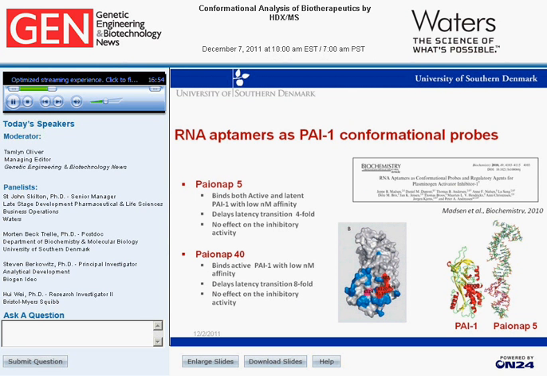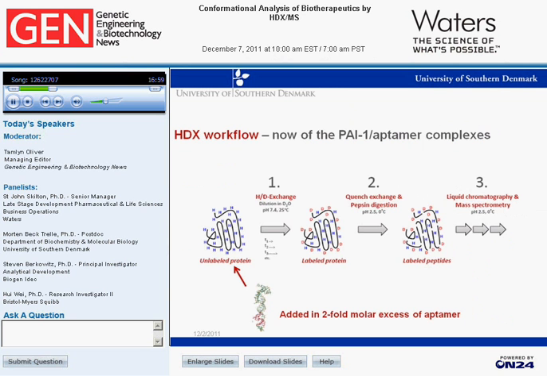So what we did now was that we repeated the experiment and just added in 2-fold molar excess of the aptamer before the deuteration was started. Next.